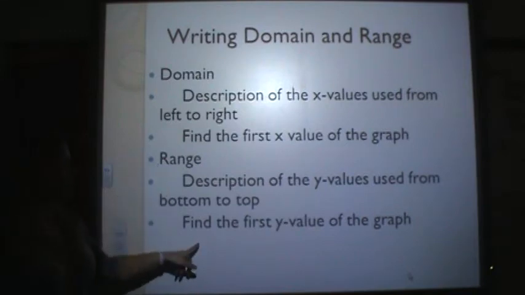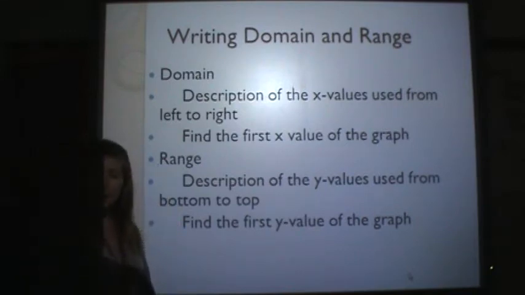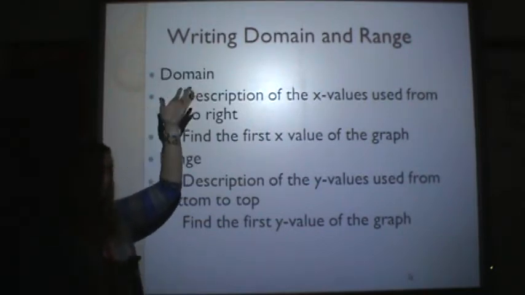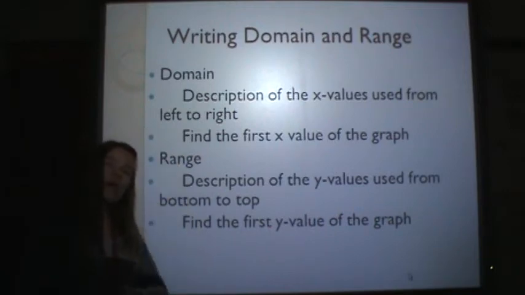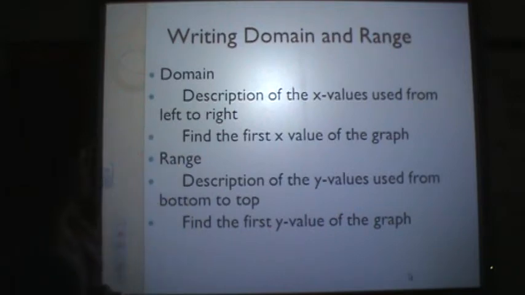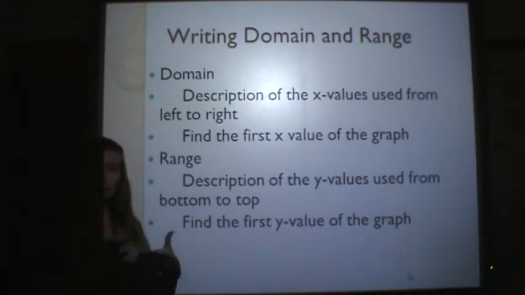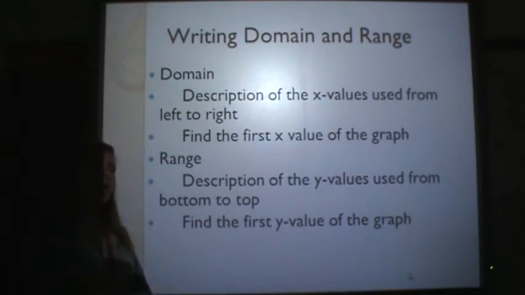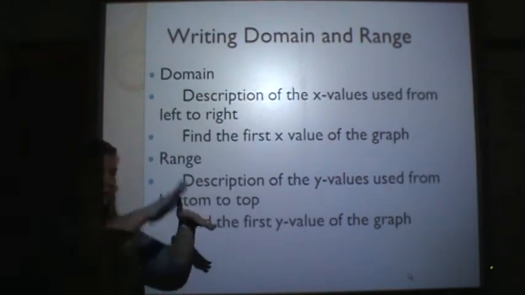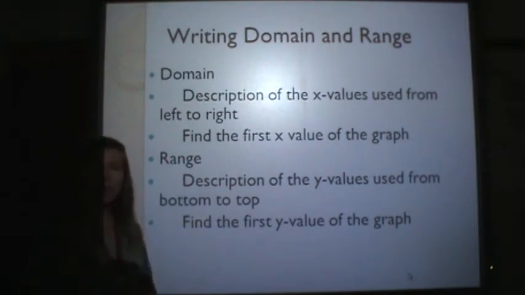For the range, we're going to look at up and down because y is up and down. So if your graph is always going up and down, for example, a line always gradually goes up, gradually goes down, so it would have a range of all real numbers. If it only goes so far down, for example, a parabola, it would have its lowest point. If a parabola were pointing up, then we would look at what is the lowest y value there.